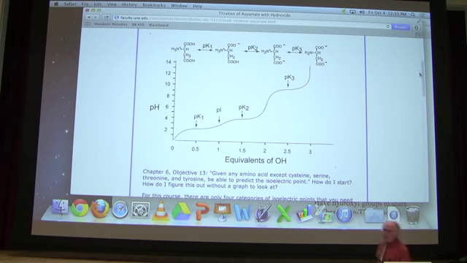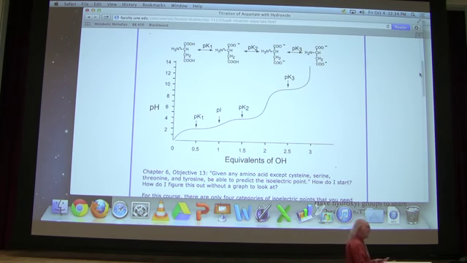These values are what we call maximum buffering capacity. Maximum buffering capacity will occur when pH equals pKa, which is also the same thing as when salt equals acid. We have three different salt-acid forms. One here that you see by this pKa value, one here between this pKa value, and one over here between these two.